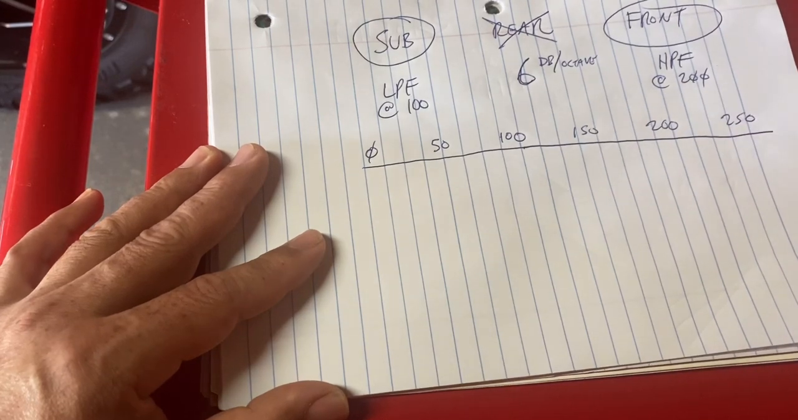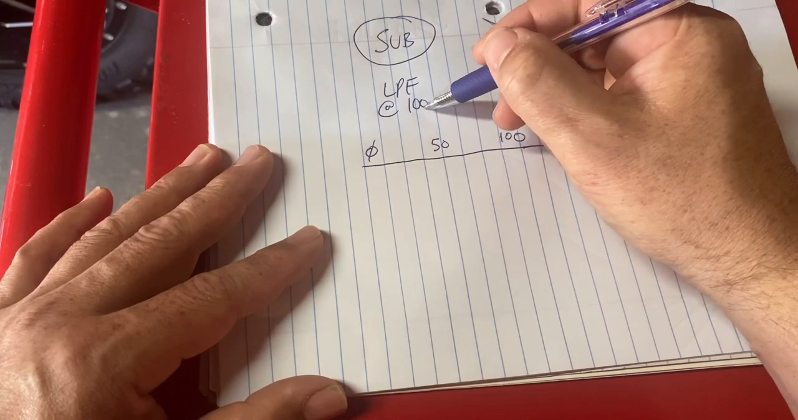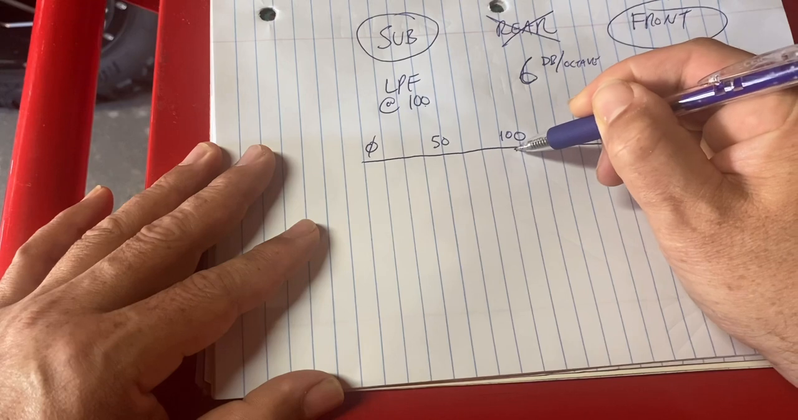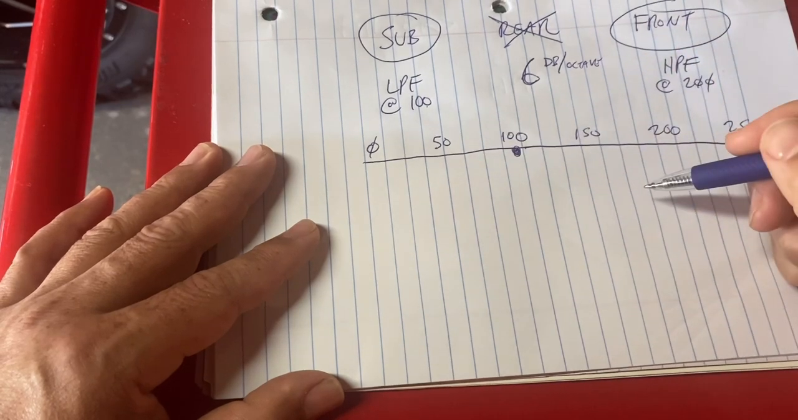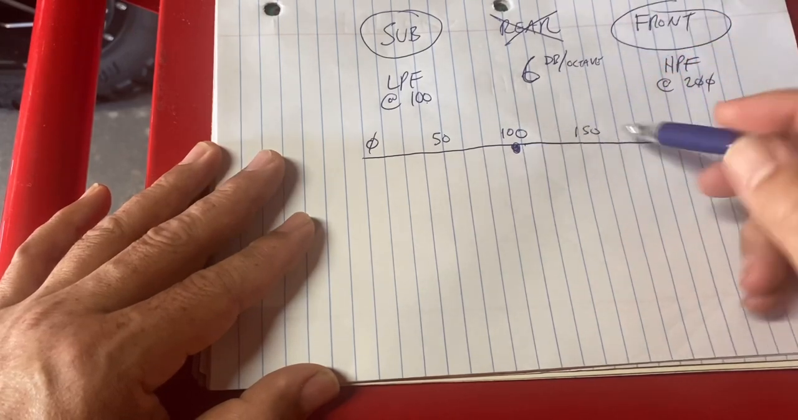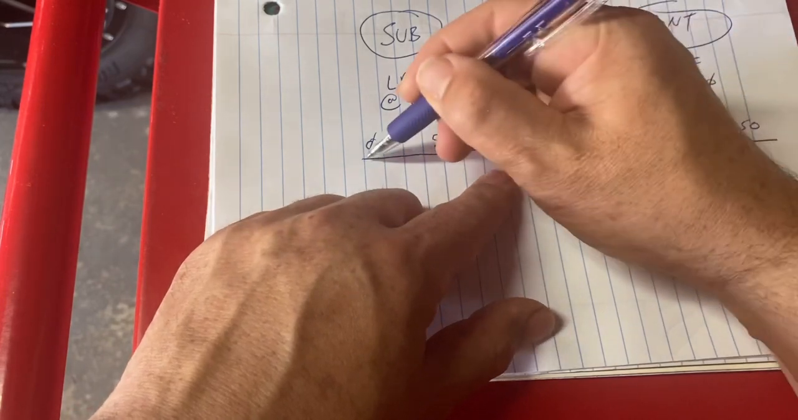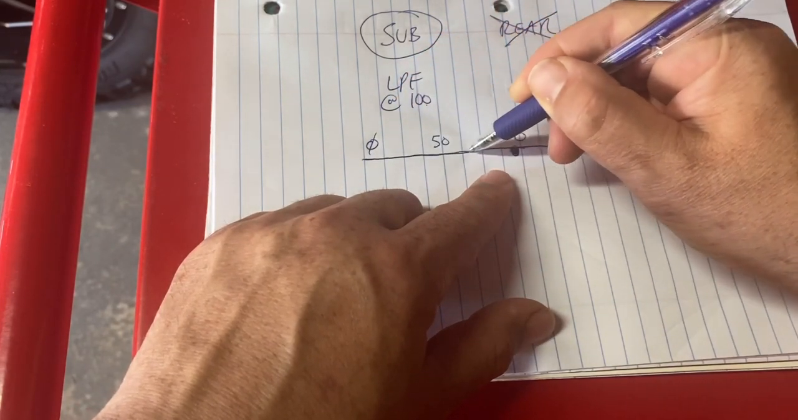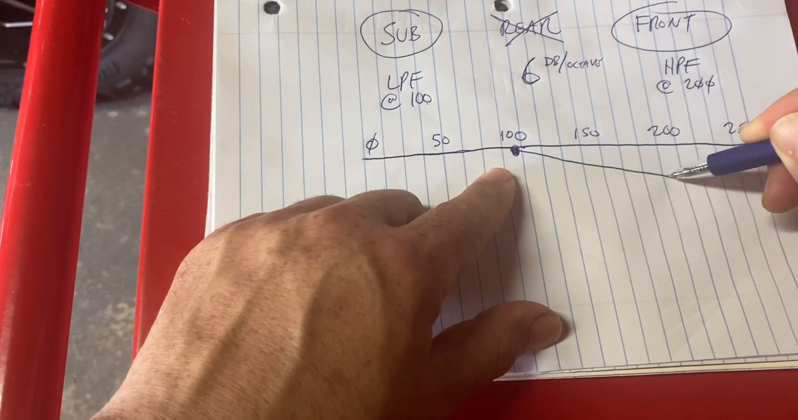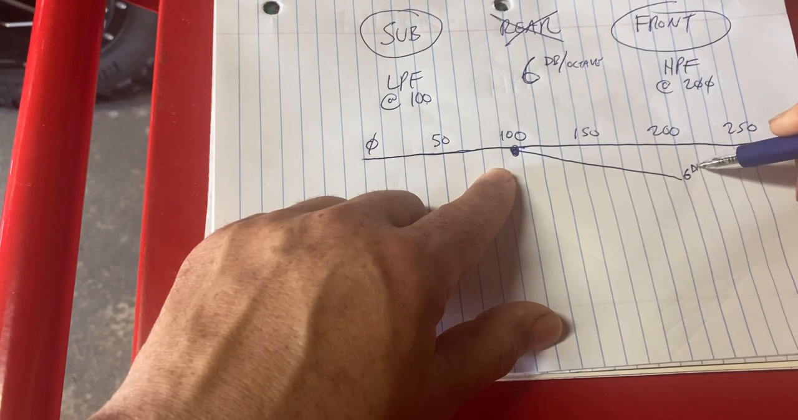Okay, there's your scale. So when you have your LPF set for 100 hertz, that means your filter is set right here. At 100 hertz, at 6 dB per octave, all the way up to 200 hertz, you're going to get full signal, full signal, full signal, then at 100 it's going to start dropping off until you get to 200 hertz, which is going to be 6 dB quieter.